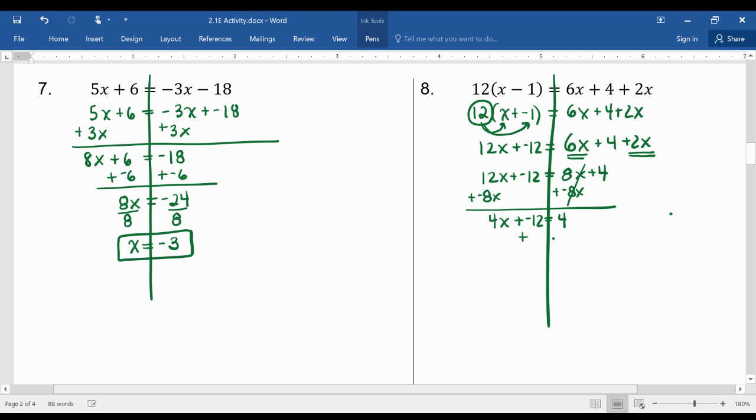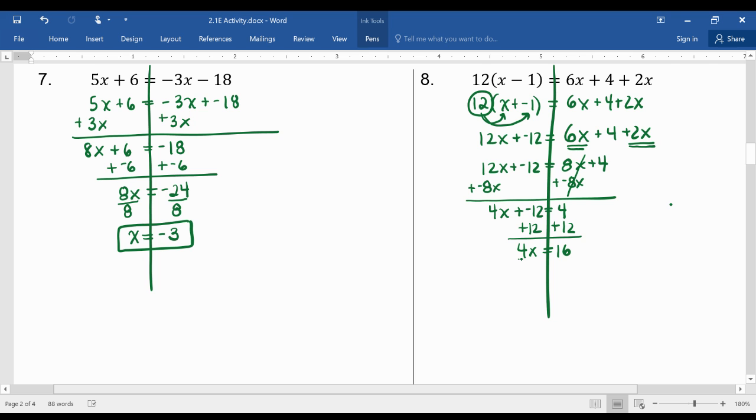Now we're going to move the 12. Since it's negative, we're going to add a positive. And then we're going to divide both sides by 4. We get x equals 4.